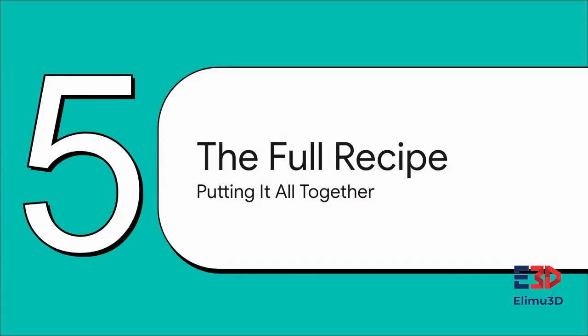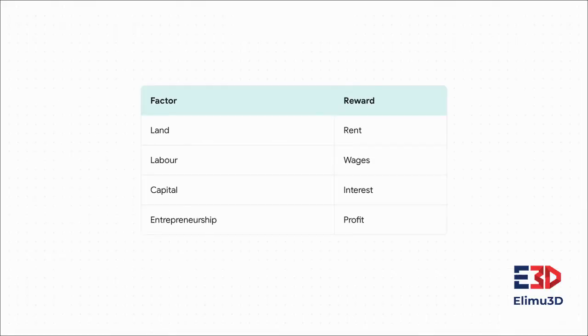So there you have it, the 4 essential ingredients that form the basis of all economic activity. Let's just put it all together one last time. This table is basically your ultimate cheat sheet. Land, our natural resources, earns rent. Labor, the human effort, earns wages. Capital, our man-made tools, earns interest. And entrepreneurship, the risk-taking and organization, earns profit. That's the whole system right there.